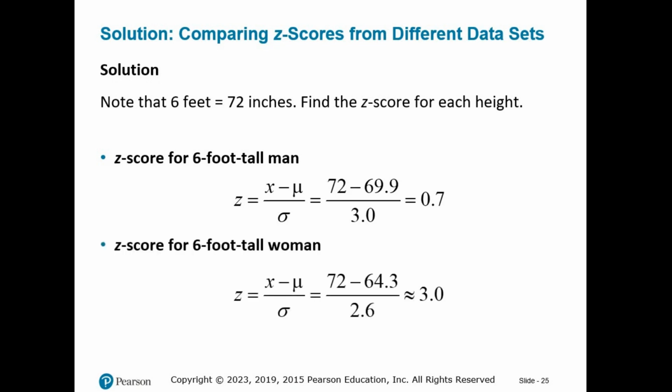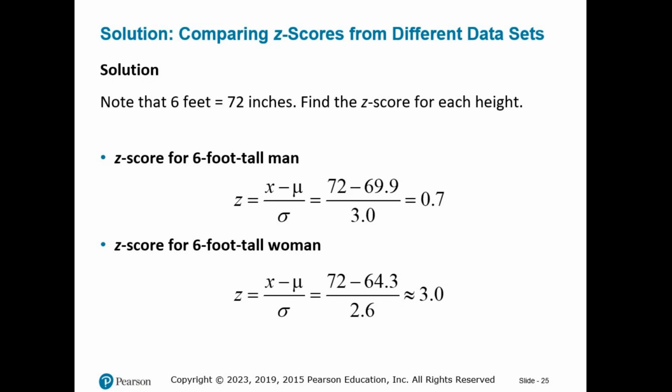To find the z-score for a woman with a height of 6 feet, we subtract 72 minus the mean for women of 64.3 inches and divide by 2.6. We get about 3.0. What does this tell us? The 3.0 is roughly 3 standard deviations above the mean height for women, so it is very unusual for a woman to be 6 foot tall.